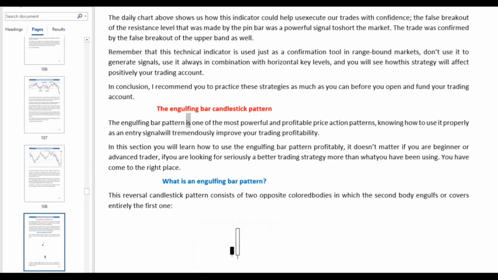The engulfing bar pattern is one of the most powerful and profitable price action patterns. Knowing how to use it properly as an entry signal will tremendously improve your trading profitability.